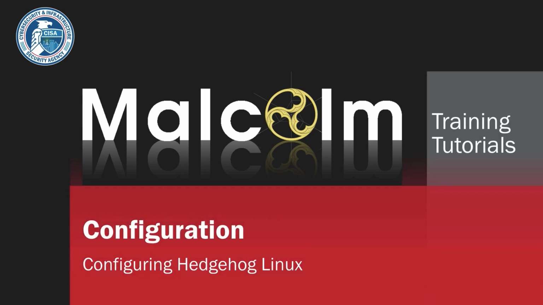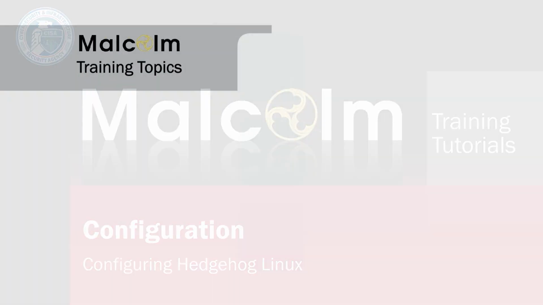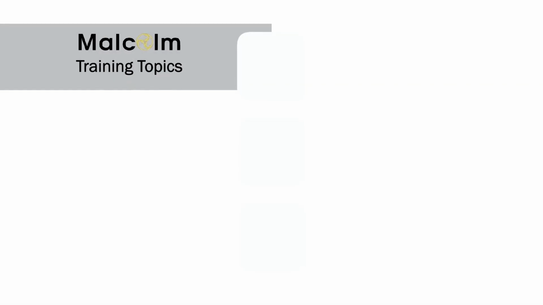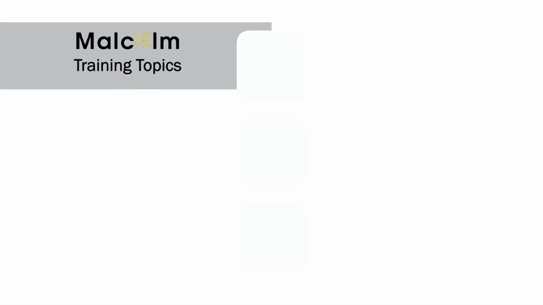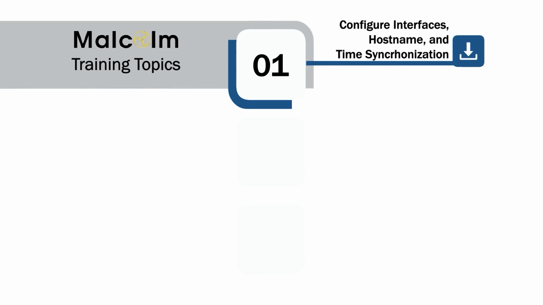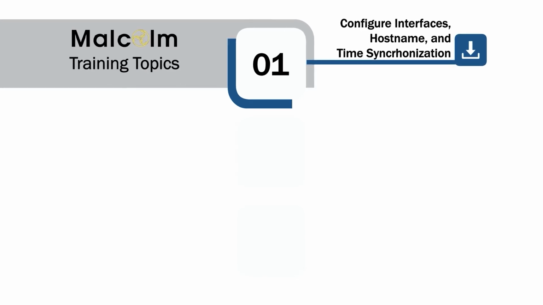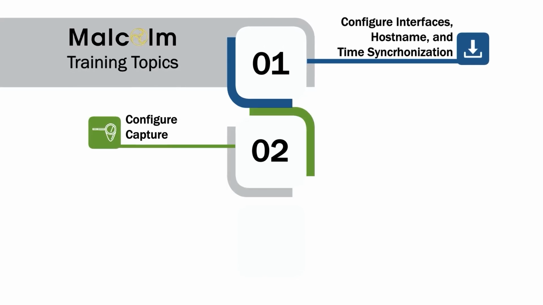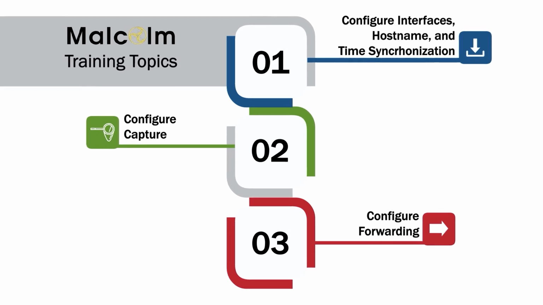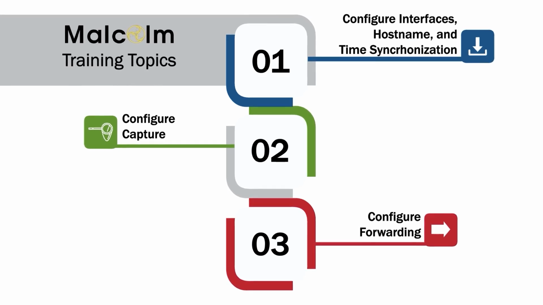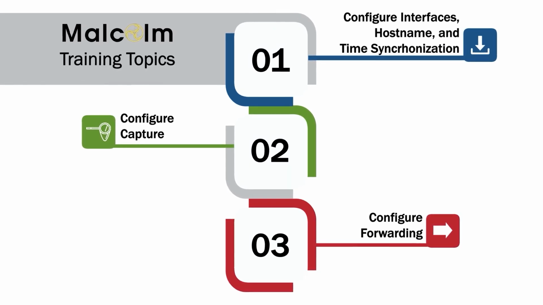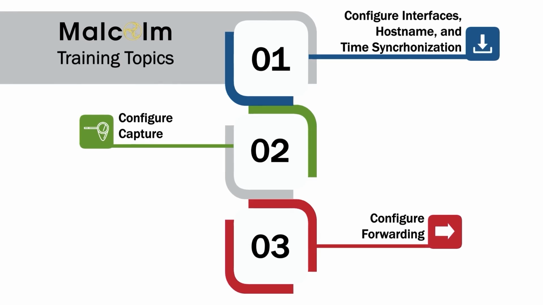Malcolm Training Tutorials, Configuration, Hedgehog Linux. In the previous video, you learned how to install Hedgehog Linux. In this video, we will walk you through configuring interfaces, hostname and time synchronization, configuring capture and configuring forwarding. This will help your sensors to start capturing network traffic and forwarding metadata about that traffic to a Malcolm server.